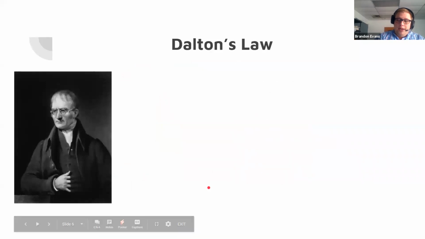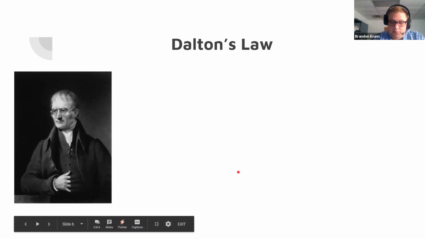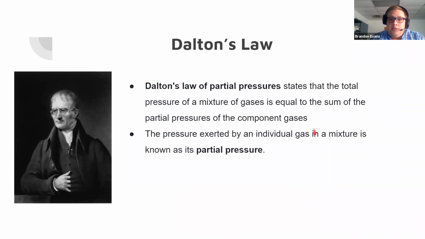So back in 1802, John Dalton was a physicist, and he published his law on partial pressures. And John Dalton's law says that the total pressure of a mixture of gases is equal to the sum of the partial pressures of the component gases. Now, that's a mouthful of words, but what exactly does that mean?